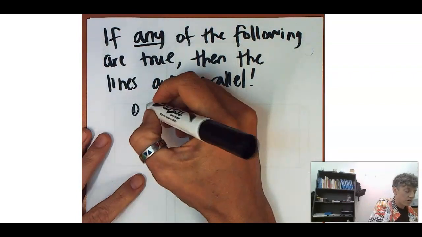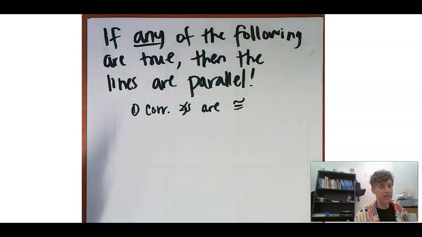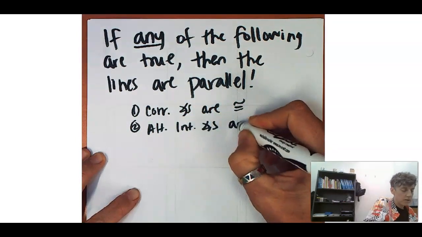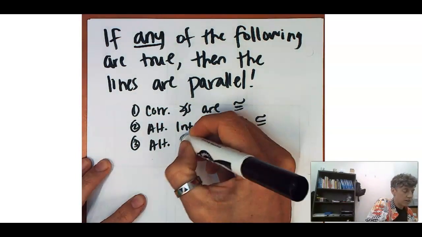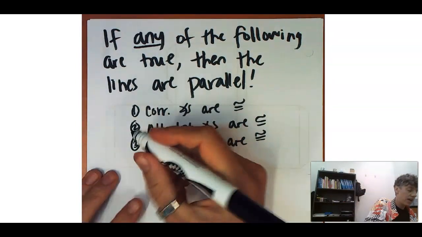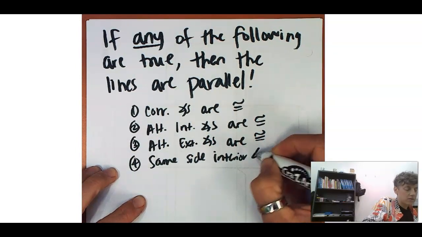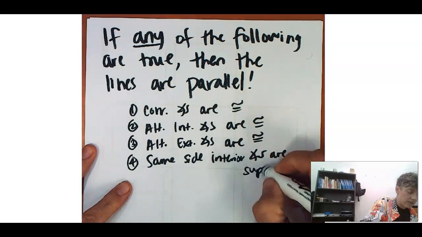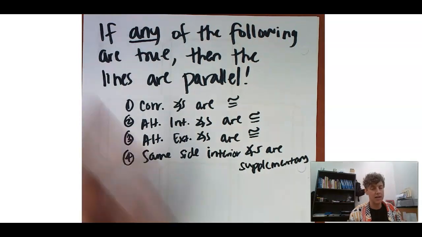So what were those things? Corresponding angles are congruent. If that's true, then the lines are parallel. Alternate interior angles are congruent. If that's true, then the lines are parallel. Alternate exterior angles are congruent. If that's true, then the lines are parallel. And finally, same side interior angles are supplementary. If any of these things are true, then the lines are parallel.